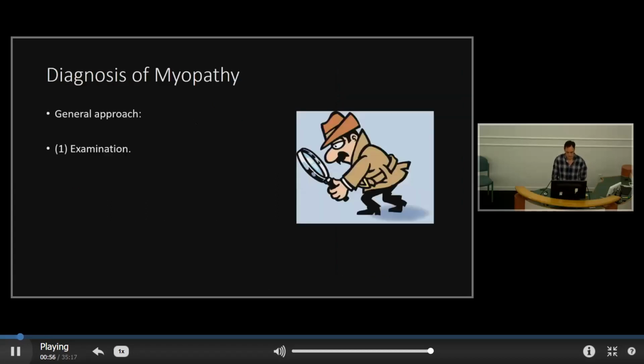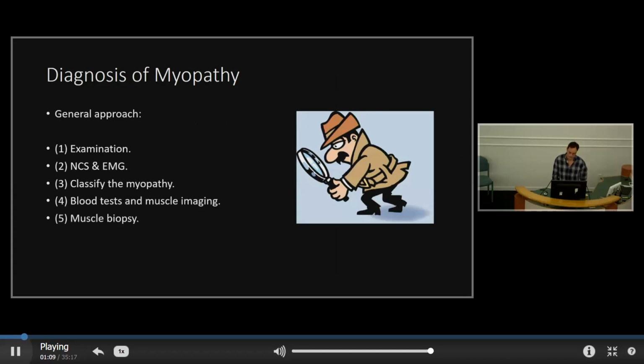The general approach, as always, is a history and examination, nerve conduction studies, and electromyography, or NCS-EMG, classifying the myopathy, and then doing blood tests and muscle imaging. It's similar to the neuropathy approach, except we do use muscle biopsies more in myopathy.